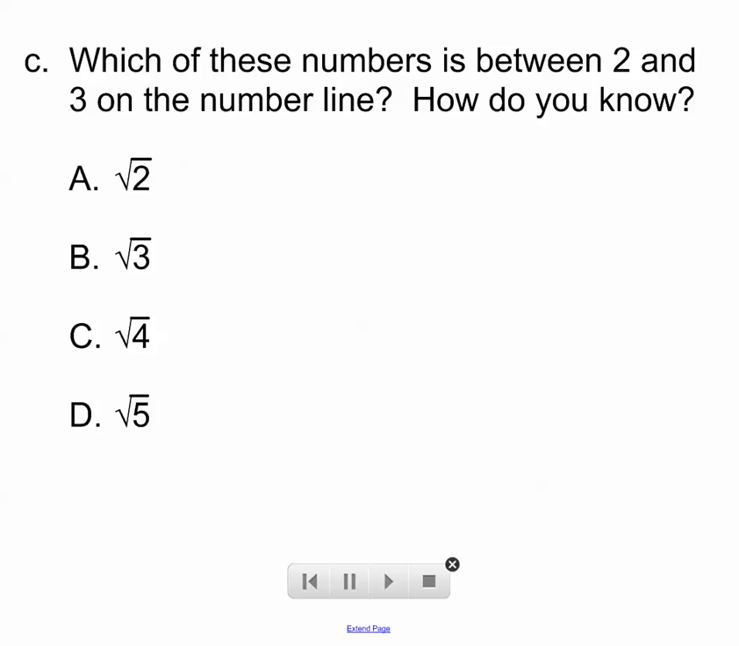Which of these numbers is between 2 and 3 on the number line? And I'm going to show you how I know. Okay, I'm going to make a number line, and I'm going to label 2 and 3 on it. But I'm going to do a little twist here. I'm going to rename 2 as the square root of 4, and I'm going to rename 3 as the square root of 9. The square root of 4 is 2, so they're both at the same spot on the number line. And the square root of 9 is 3. So both of those are at the same spot on the number line.